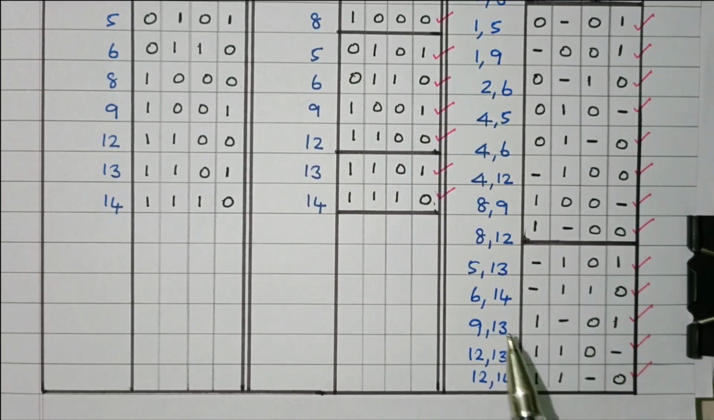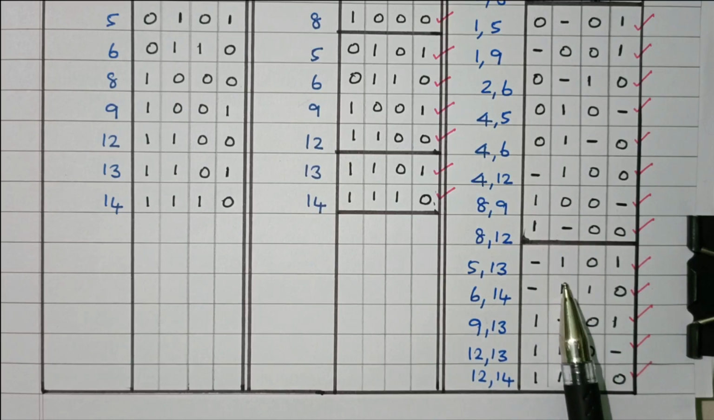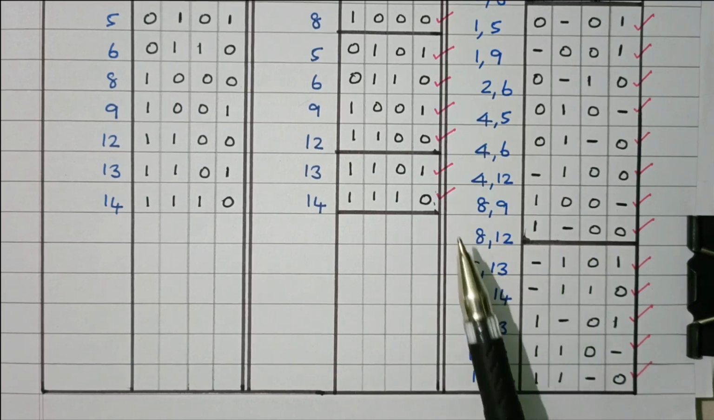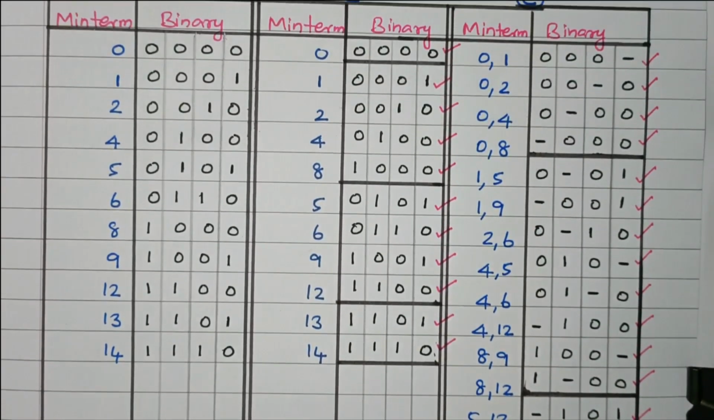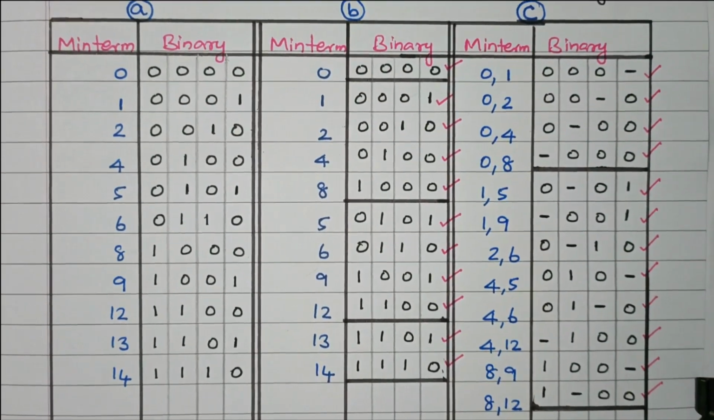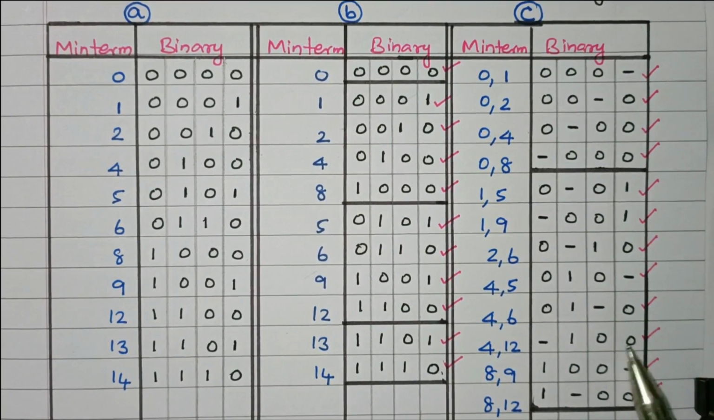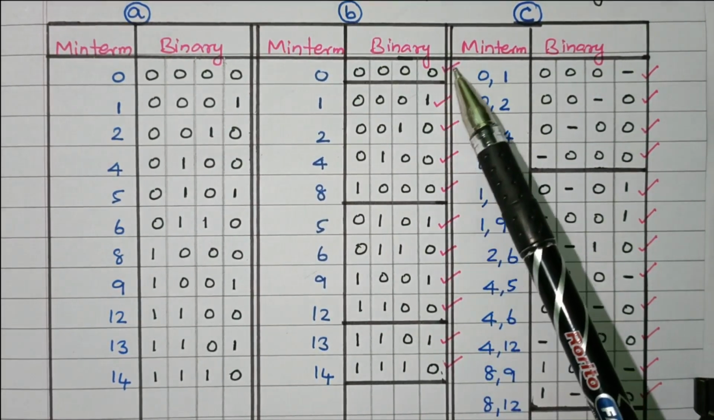Similarly we can compare the remaining 6, 14, 9, 13, 12, 13, 12, 4. Right. So after comparing this, we have to verify all the terms are covered in column C. Accordingly, we have to put the tick mark in the column B. So what are the terms available in column C? Whether it is covered, we have to put the tick mark.